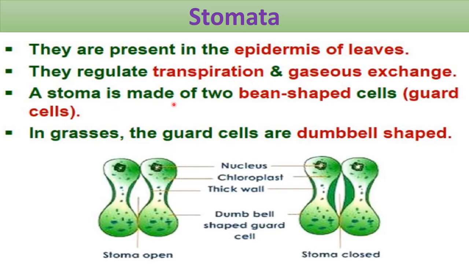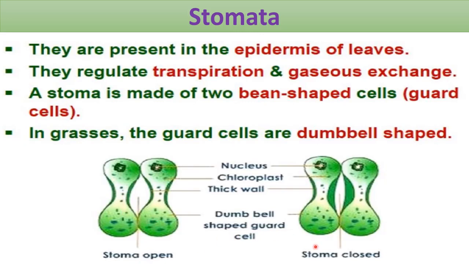A stoma is made of 2 bean-shaped cells which are called guard cells. As you can see here, these are guard cells. In grasses, the guard cells are dumbbell shaped. As you can see here, this shape of guard cell, this is dumbbell shaped. So in case of grasses, these guard cells are dumbbell shaped, otherwise these guard cells are bean shaped. Okay, so we can say stomata is made up of these 2 guard cells.